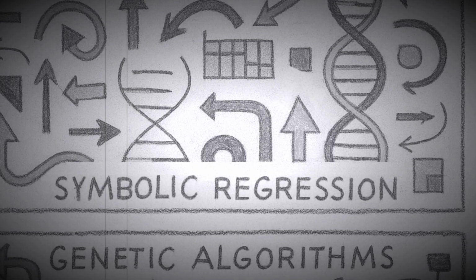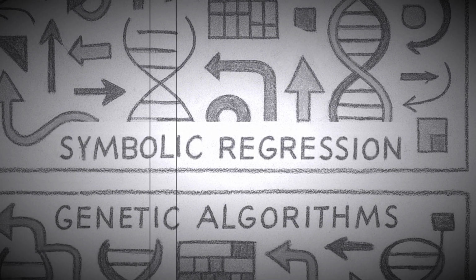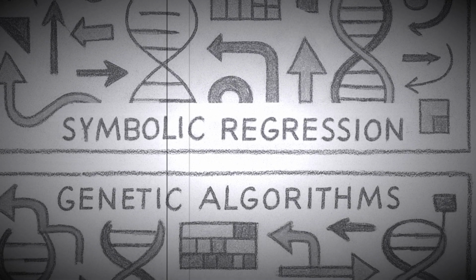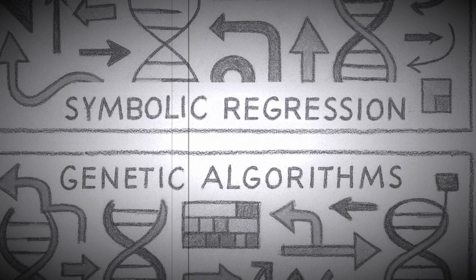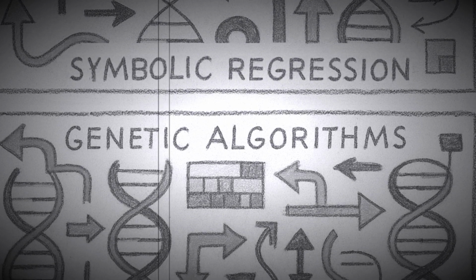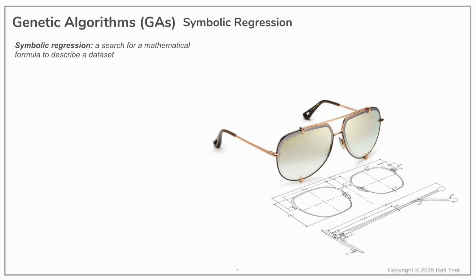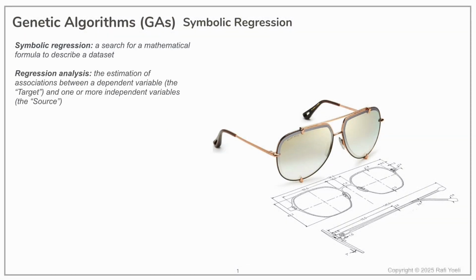Welcome to this presentation on genetic algorithms for symbolic regression. Today, we'll explore how these powerful algorithms discover mathematical relationships in data, through two practical examples. First, we'll examine a business case involving sales prediction for a sunglasses company. Then, we'll explore a medical application that optimizes personalized treatment plans.